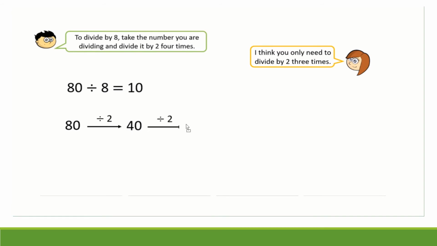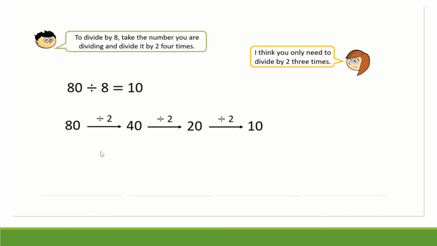Let's divide it by 2 again. And the answer equals 20. So we've divided by 2 twice. Let's divide it by 2 again. And the answer equals 10. So you can divide by 2 three times. Let's try it with a different number, or see if it works with any number.